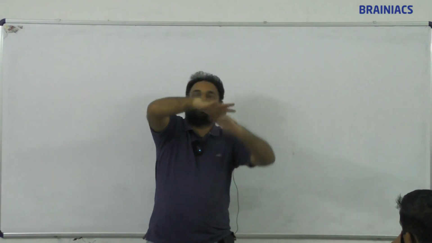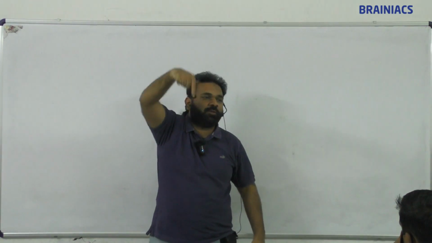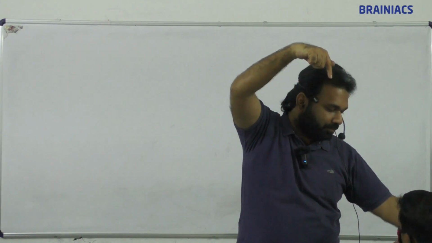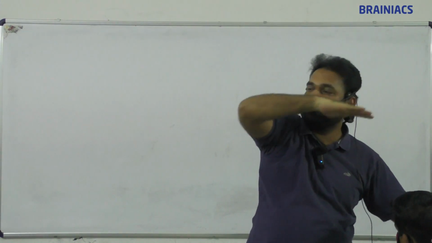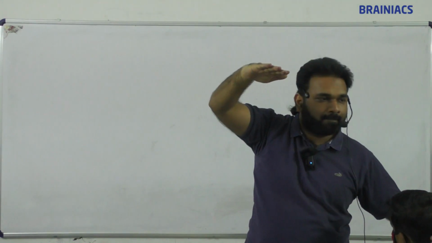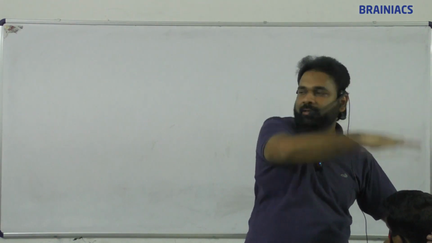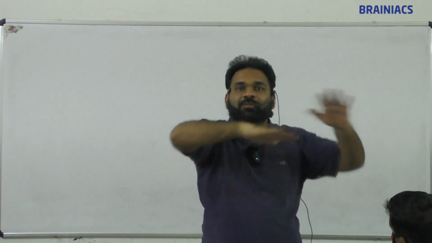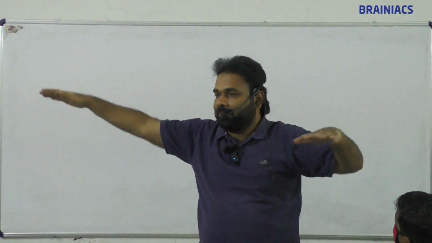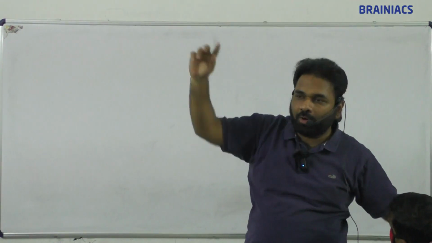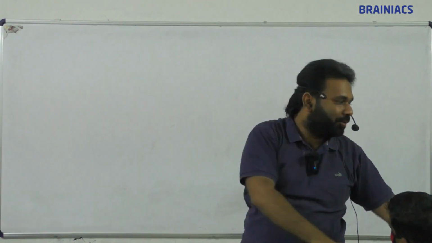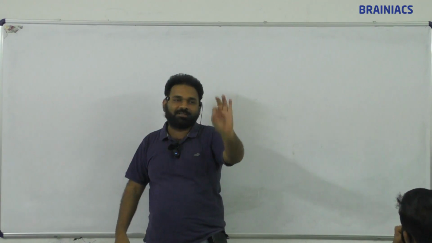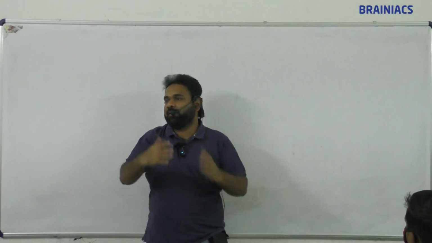If this is water, the atmospheric pressure will be P naught here. What is the pressure difference between these two points? It is H rho G. H is the height difference, and rho is the density of the water. Suppose if this is full of alcohol, then it would be rho of alcohol. H rho G: density of the fluid, height, into G.